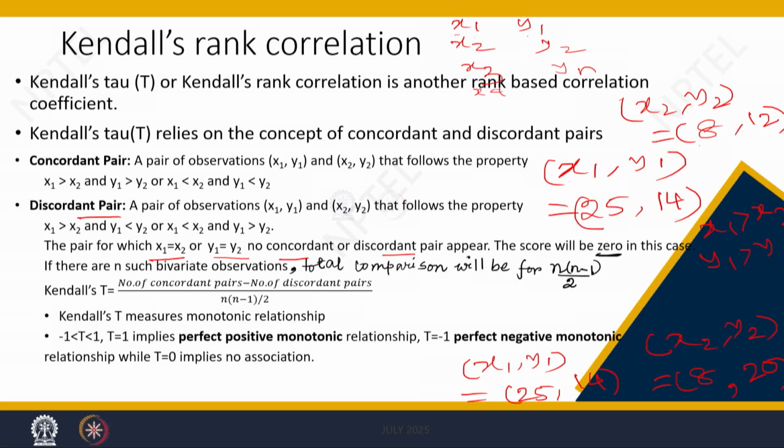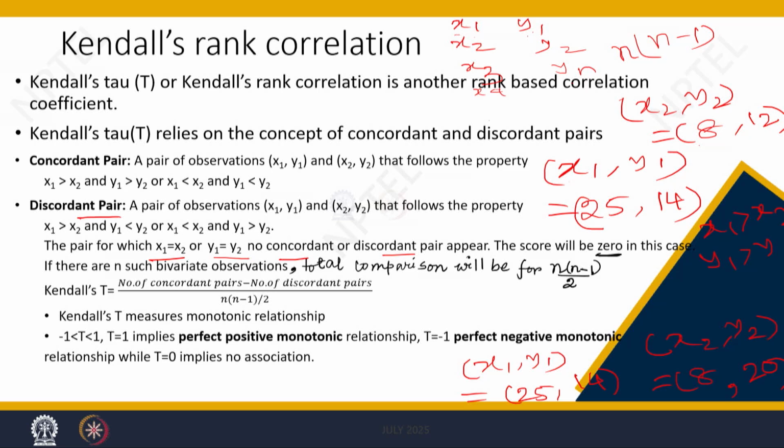x1 is bigger than xn. Does it imply y1 is bigger than yn? So altogether there are n observations, and for each observation you are making n minus 1 comparisons, right? So the total comparisons will be n into n minus 1.